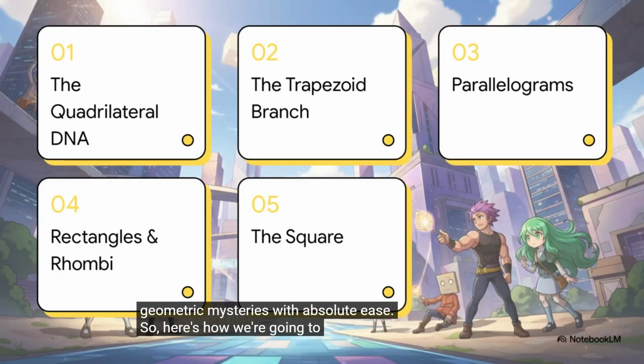So here's how we're going to map out this family tree together. First, we'll look at the quadrilateral DNA, then the trapezoid branch. Third is the power of parallelograms, followed by rectangles and rhombi, and finally, number 5, the overachieving square. Get ready, because we are systematically unlocking these cheat codes right now.